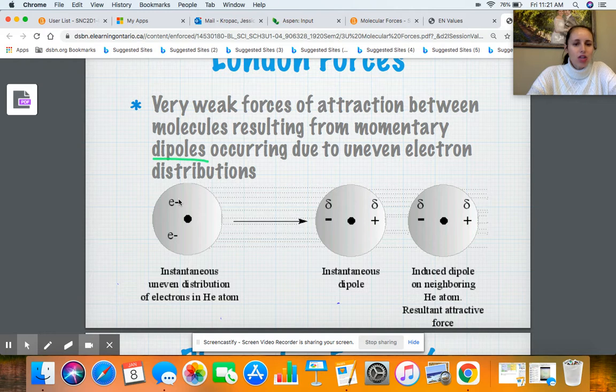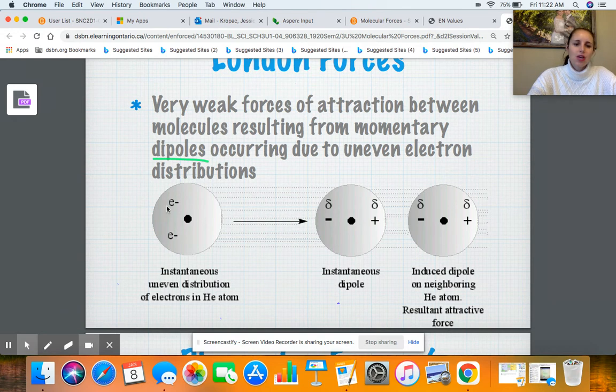So isn't there a chance that at any given time, the electrons might find themselves accidentally all on one side? Well, sure, of course, there's a chance that could happen. And that's what does happen sometimes. So what's happening here is an instantaneous uneven distribution of electrons. Instantaneously, these electrons all happen to find themselves on one side. Now, we use the word instantaneous because it doesn't last forever. The next second, the electrons are going to distribute themselves evenly again.